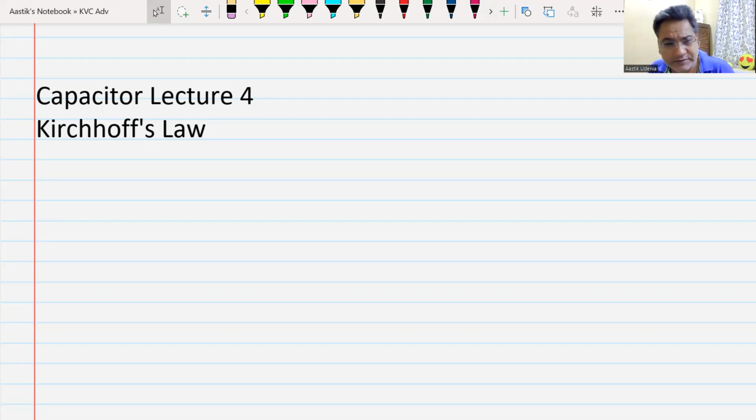Before going on to that, in the previous class we had seen the series parallel combination of capacitors. On that combination, we had seen how to find the effective capacitance and other things. We can also use that series parallel combination to solve circuit problems and find currents, voltages, and charges on the capacitors and the resistors. How do you do it?